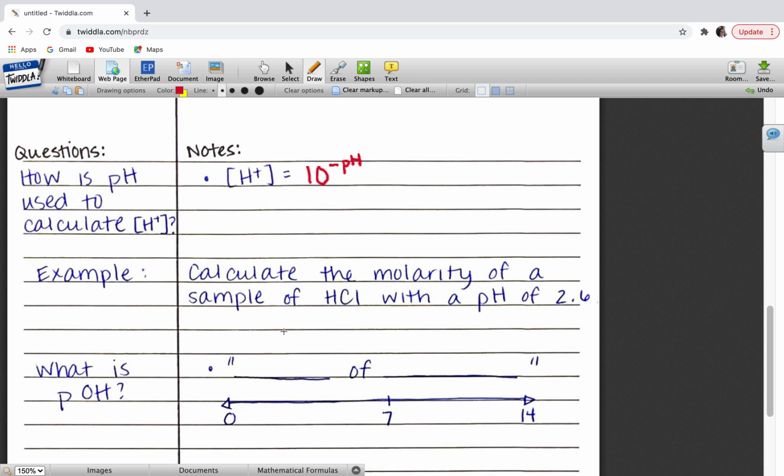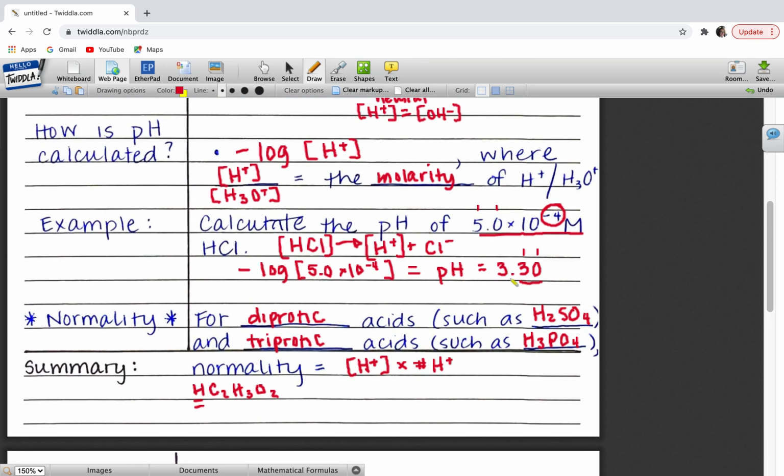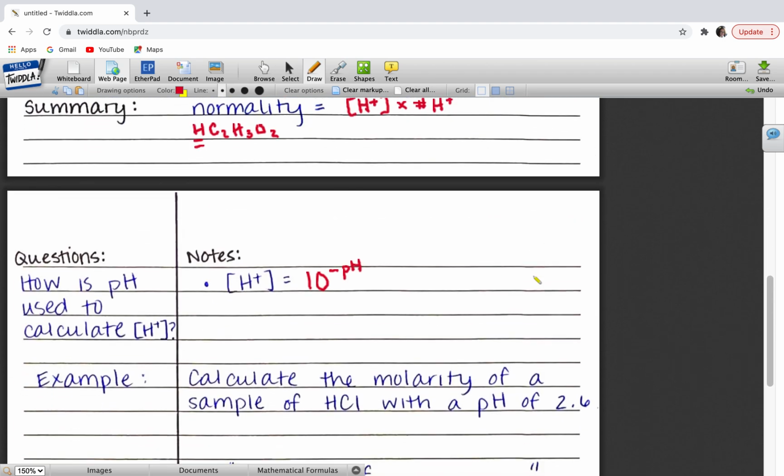Okay, so for example, if I wanted to come back up here, if I knew that the pH of this solution was 3.3, and the question was, what was the molarity? Then I would, in my calculator, hit second log and bring up that base 10. So I'd see the 10 in my calculator, and then for the exponent, I would put negative 3.3. And then that would give me back roughly the same molarity that I started with.